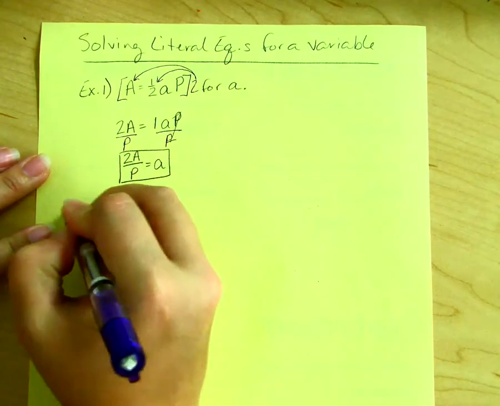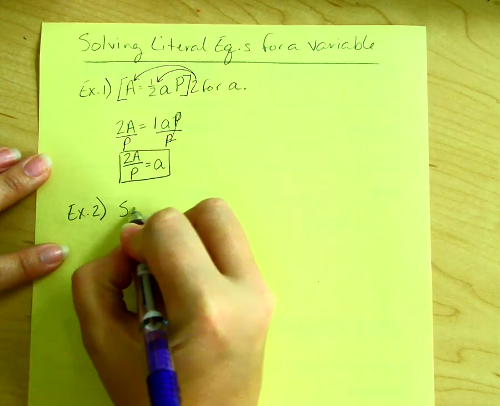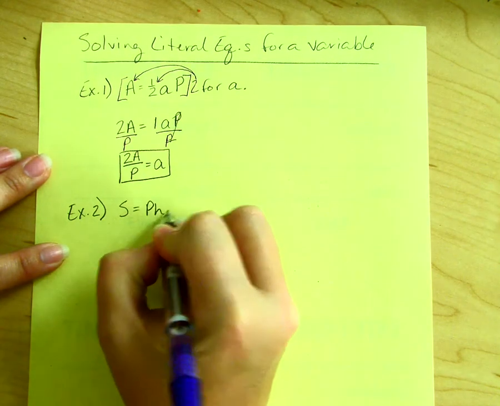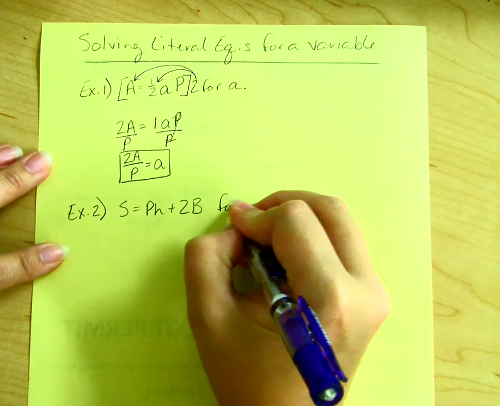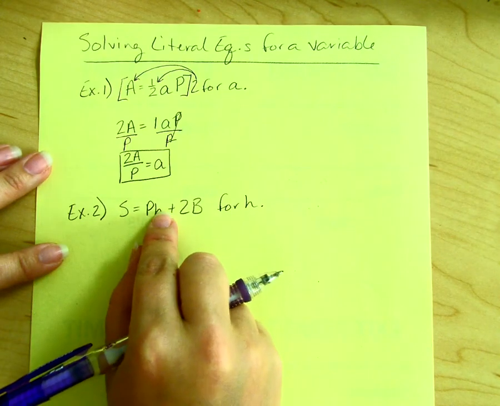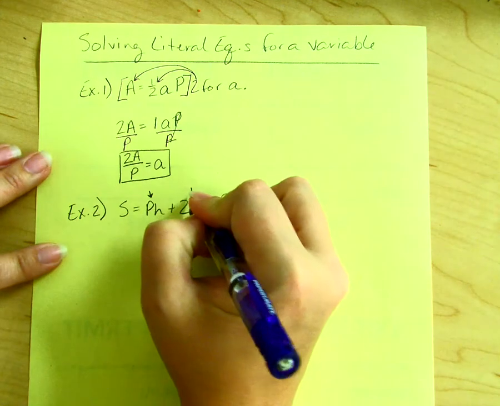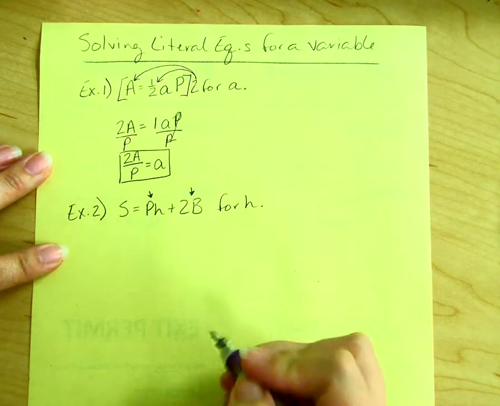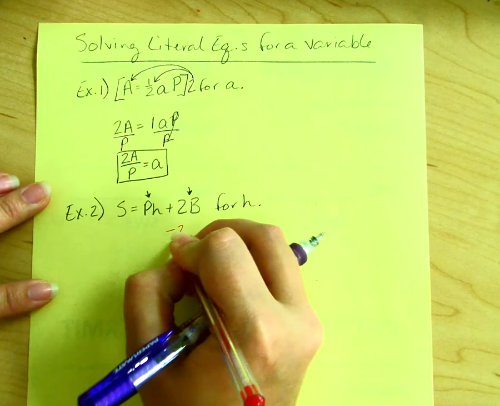Let's look at another example. Example 2. They give me the equation s equals ph plus 2b. They want me to solve it for h. So they want me to get this h right here by itself. I notice that I have a big P being multiplied times h, and over here I have a 2b being added to h. So my first step is going to be subtracting 2b from each side.